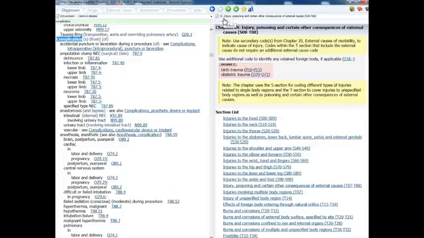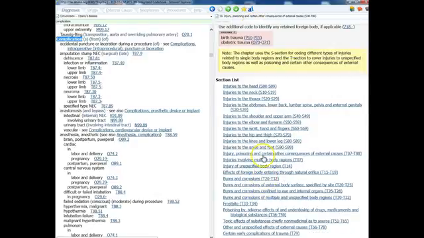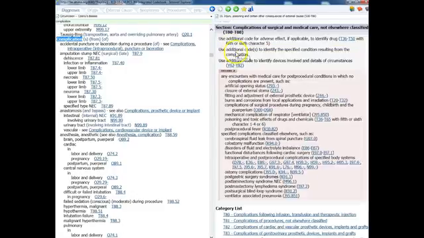These codes T80 through T88 are in Chapter 19, and if I scroll down, I can see... you can't see it. Let me move this down. I can't scroll down, I apologize. At the very bottom of this screen, the very last section, if you are looking there yourself, is complications of surgical and medical care not elsewhere classified.